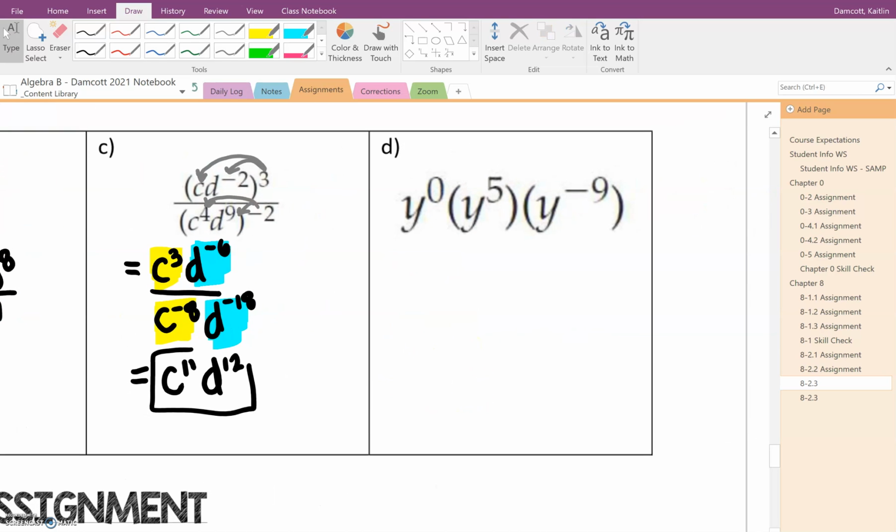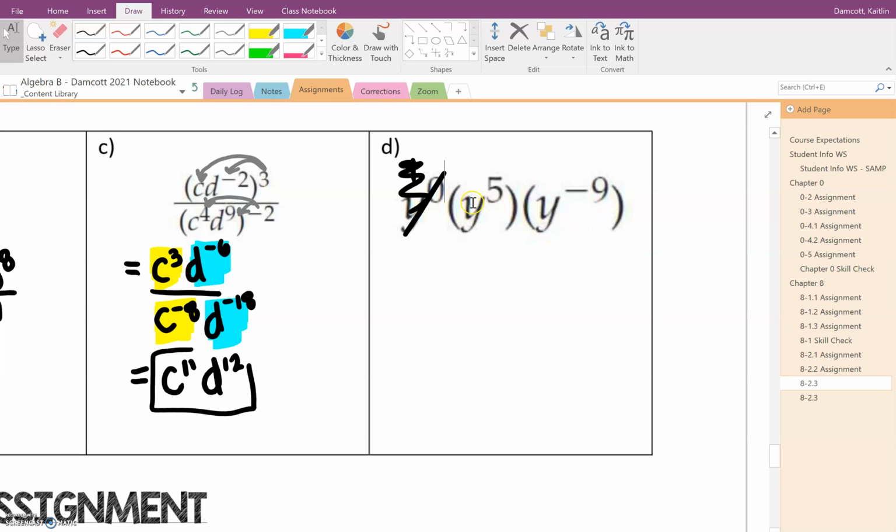Okay, last one that we have here, we've got y to the 0 times y to the 5th times y to the negative 9th. Now hopefully as you're looking at this, you see this y to the 0 and you're like, oh, that's just 1. Now, when you take 1 and multiply it by anything, it's just going to end up being what you multiply it by. So that disappears because 1 times anything is just itself.